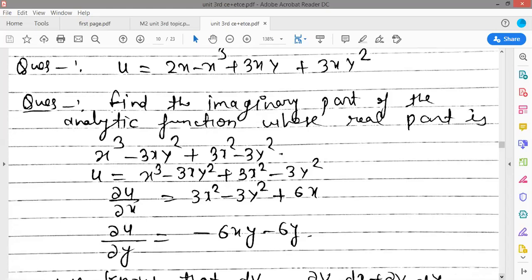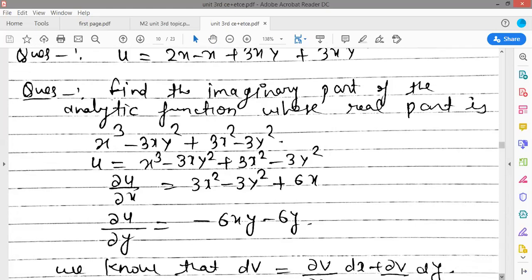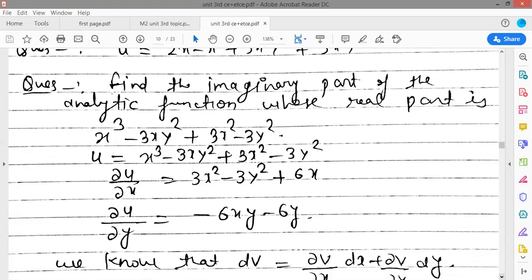Now, there is another part here. Find the imaginary part of the analytic function whose real part is given. This type of question will always be asked in your final semester exam. So prepare this question, how we will solve these types of questions. The real part is given, that means u is given.